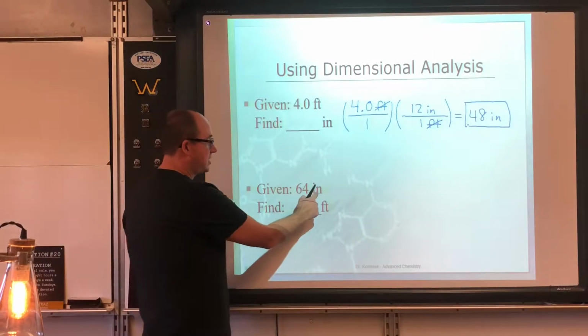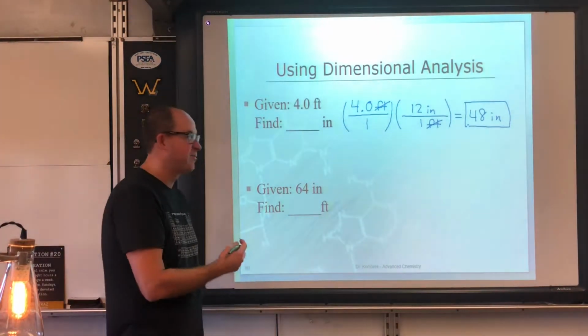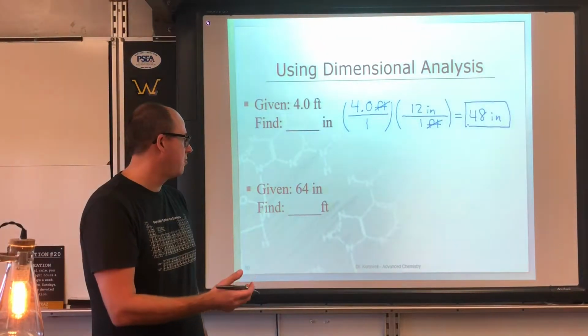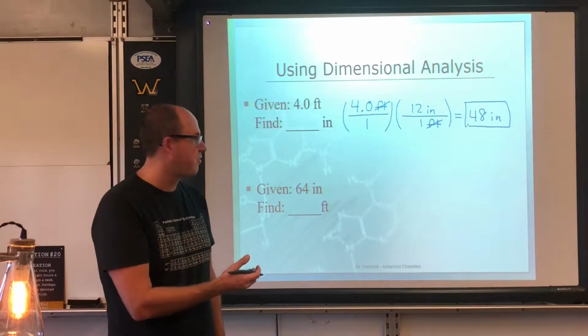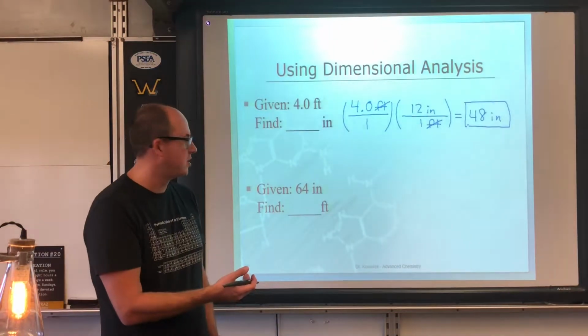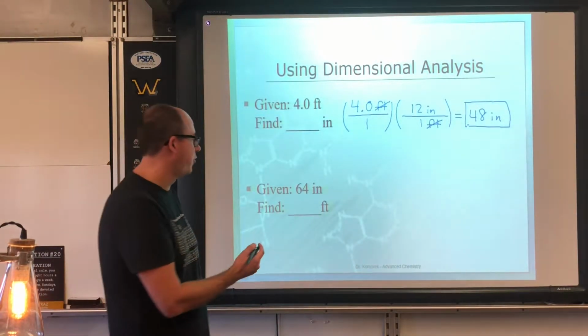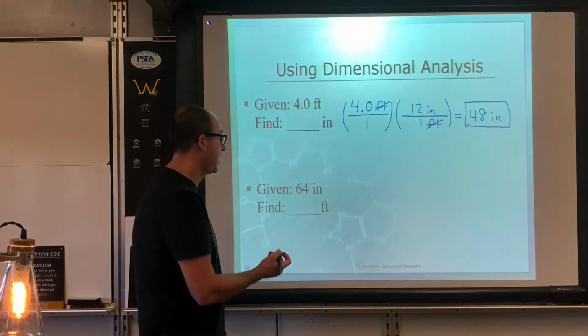In this example, we have 64 inches, converting to feet. We can do this problem in our head. We know that 60 inches is 5 feet, because 60 divided by 12 is 5. Plus we have 4 inches left over, which is another third of a foot. So it comes out to about 5.3 feet.